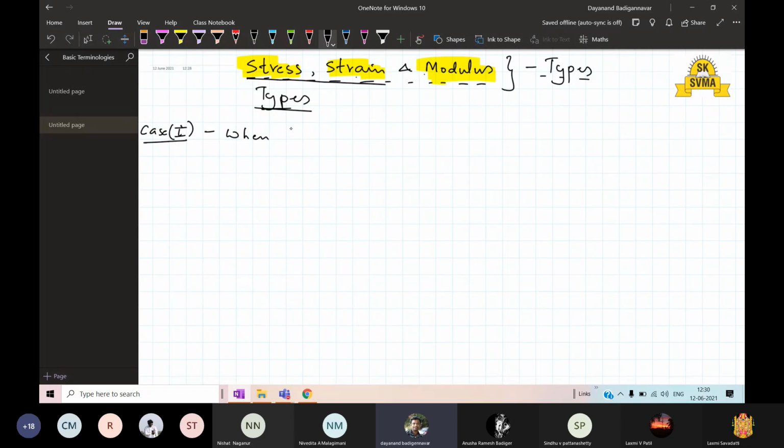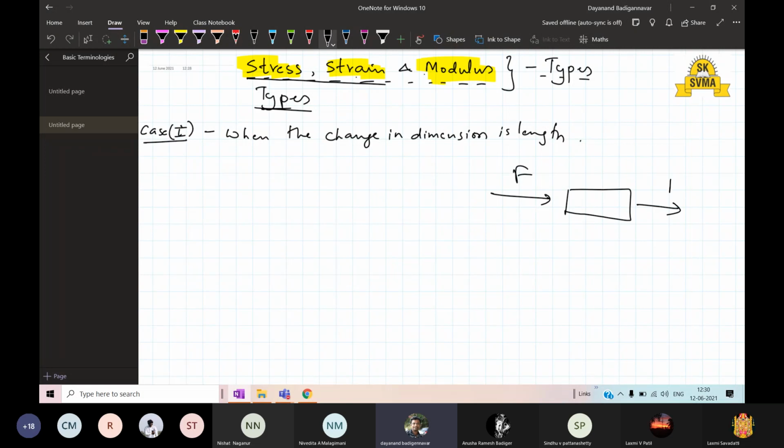When the change in dimension is length. Now again I'll tell you a basic thing. When you apply a force to any rigid body, its dimension changes. You are getting the point. Either you apply the force or you pull it by applying a force, there may be a change in dimension.